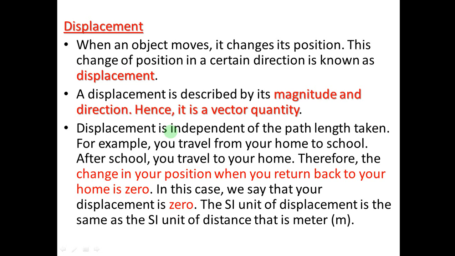Let's see an example. You travel from your home to school. Again, after school, you travel to your home. Therefore, the change in your position when you return back to your home is zero. So, in this case, we say that your displacement is zero.